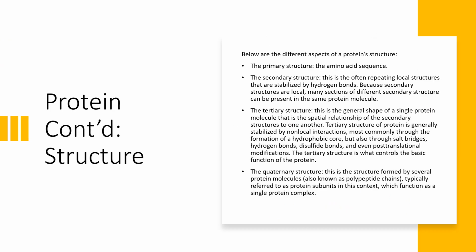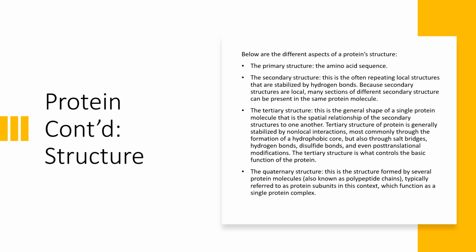And here we have the different aspects of protein structures. The primary structure is the amino acid sequence. The secondary structure is the often repeating local structures that are stabilized by hydrogen bonds. Because secondary structures are local, many sections of different secondary structures can be present in the same protein molecule. The tertiary structure is the general shape of a single protein molecule, that is, the spatial relationship of the secondary structures to one another.